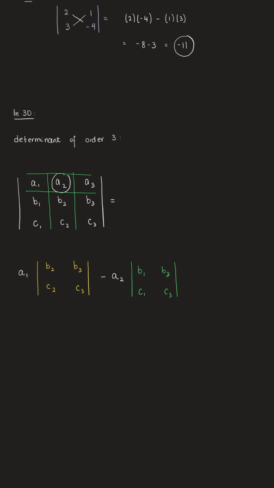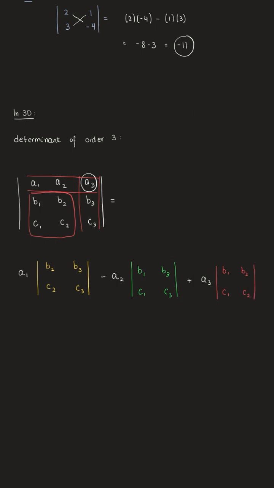And then the last thing we're going to do is add. We just alternate signs. We're going to do the same thing with A3. I'm going to circle A3 and imagine blocking off the column and row that contain A3. And we're going to multiply A3 by the determinant formed with the remaining elements. So that's going to give us B sub 1, B sub 2, C sub 1, C sub 2.